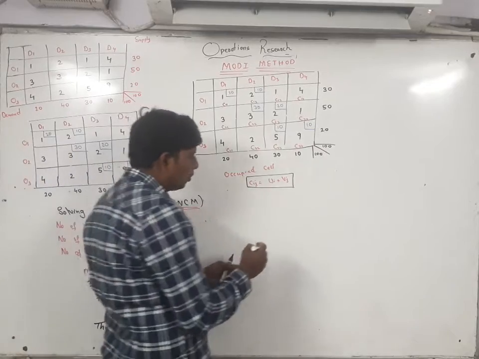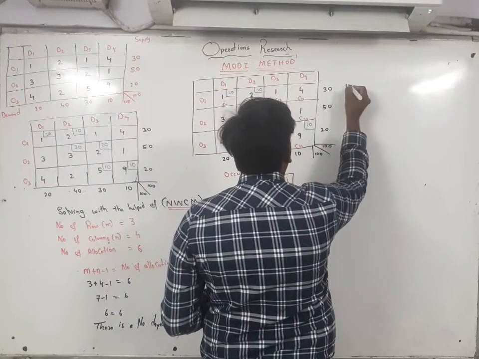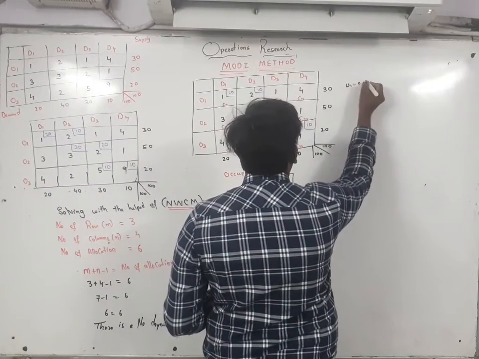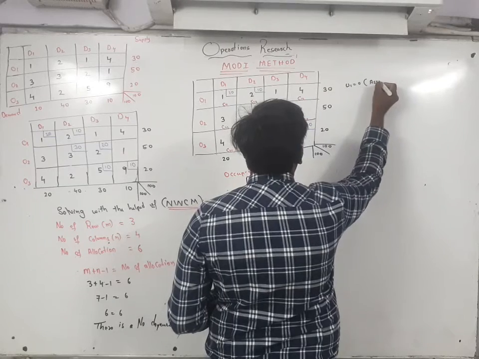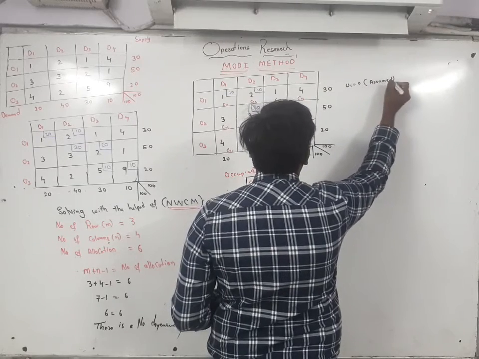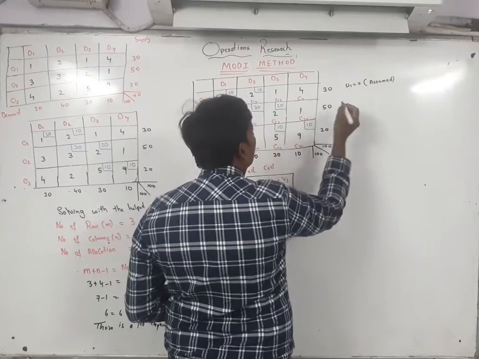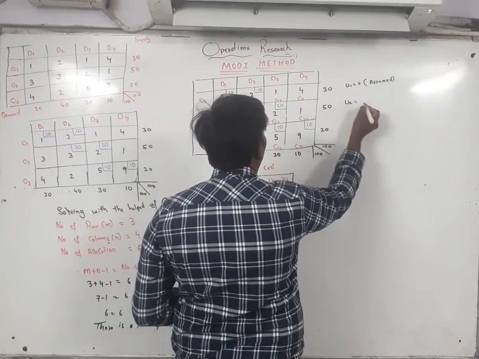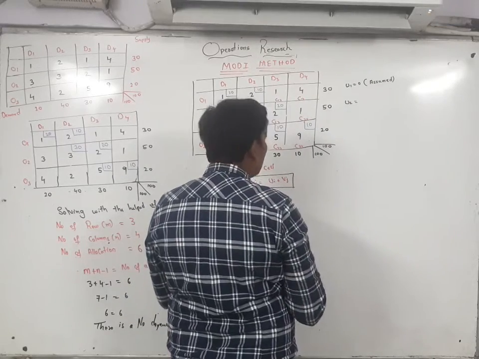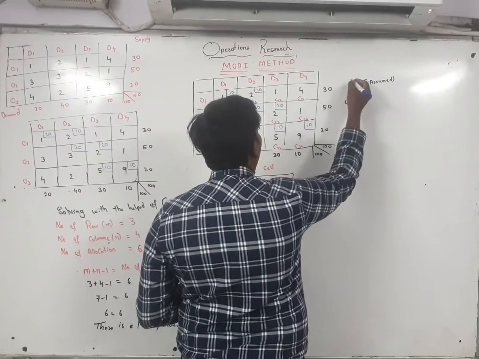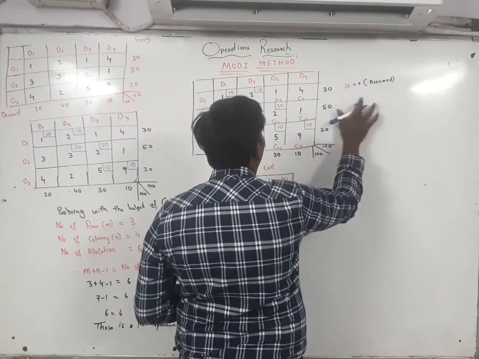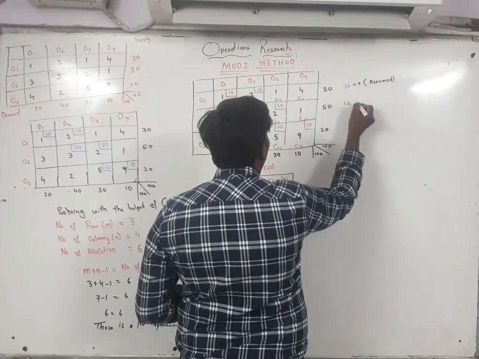For that, what you have to do? Here you have to assume U1 is equal to 0. This one you have to assume. You have to find out the value of U2. Starting U1 you have to assume as 0. Then you have to find out the value of U2.